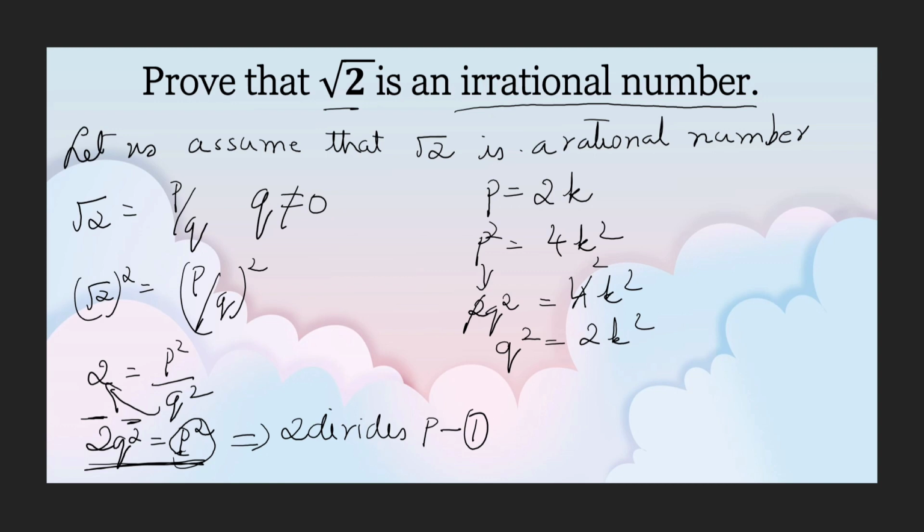So q square has two factors, 2 and k square. If we are going to prove root 3 is an irrational number, then q square is equal to 3k square, it comes. Okay, 2 divides q square, isn't it? It implies that 2 divides q square. It also implies that 2 also divides q.